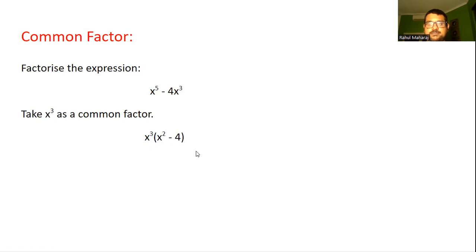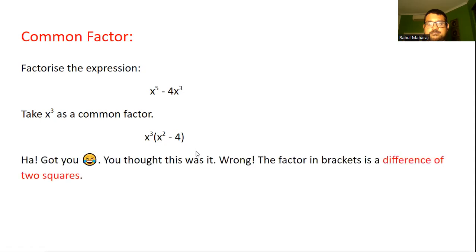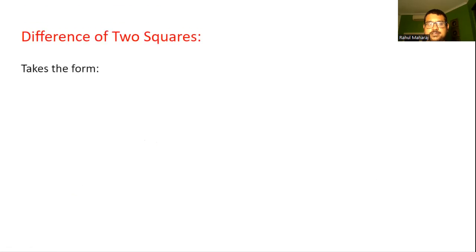You guys may think this is the final answer, but no, it's not, because in brackets we have a difference of two squares. So the final answer is x cubed into x plus 2 times x minus 2. And that brings us to the difference of two squares, which takes the form x squared minus a squared. And the factorized version is x plus a into x minus a.